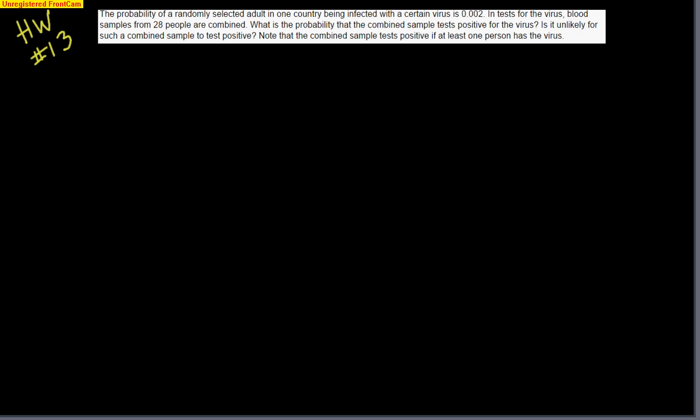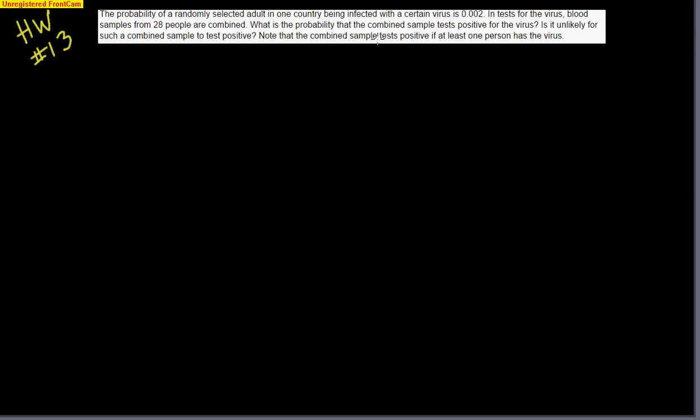All right, everyone, here's a homework problem from homework number 13. It says the probability of a randomly selected adult in one country being infected with a certain virus is 0.002. In tests for the virus, blood samples from 28 people are combined. What is the probability that the combined sample tests positive for the virus?